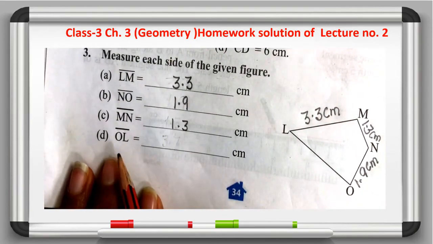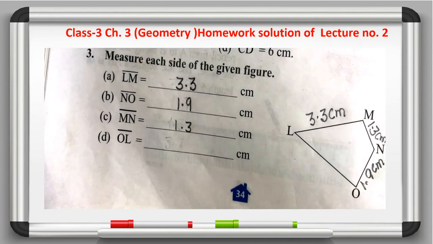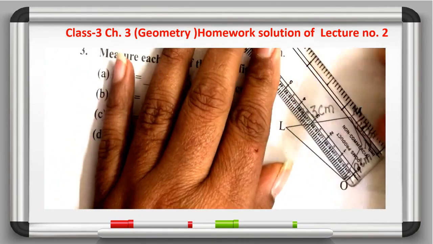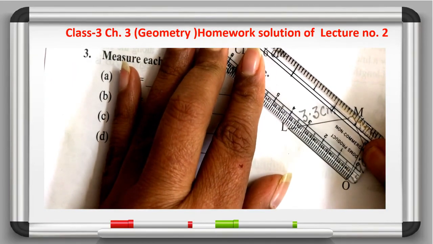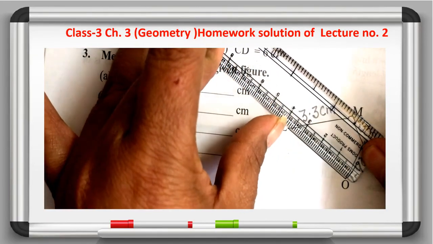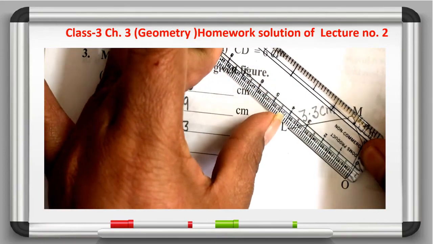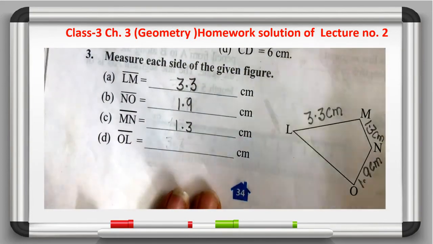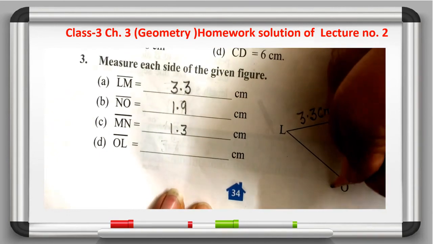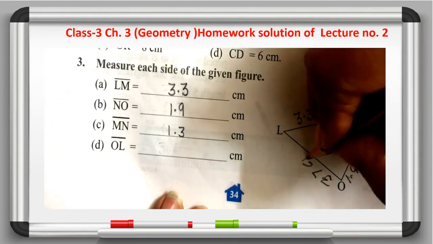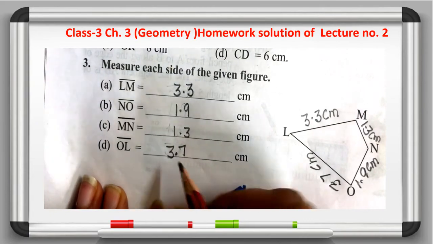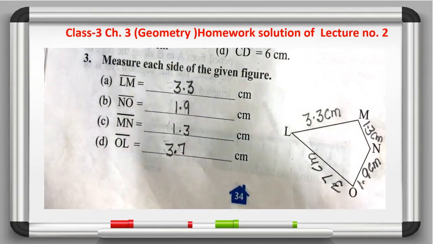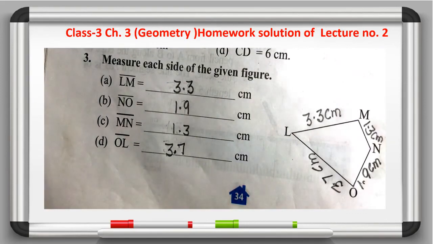Now we have to measure the length OL. So here OL is given. At point O we will put 0, and we will measure the line segment up to L, and the length of this line segment is 3.7 centimeter. So here we will write 3.7 centimeter here also. Understood beta, how we can measure the length of a given line segment? Thank you.